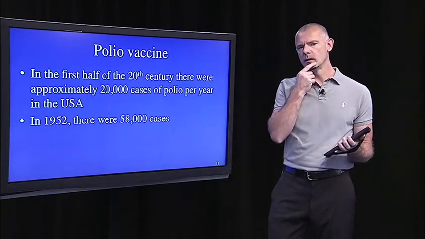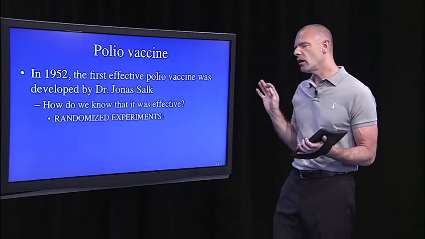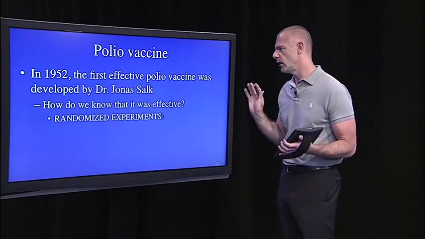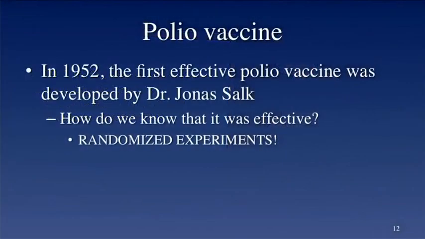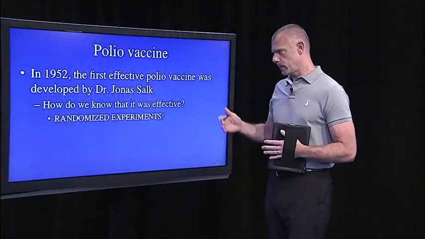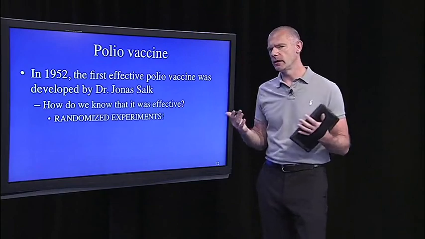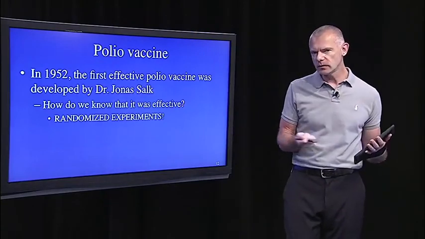That same year saw the development of the first effective polio vaccine. It was developed by Dr. Jonas Salk, and a lot of these first randomized experiments are known as the Salk vaccine trials, named after Jonas Salk. And how do we know that these trials were effective? How do we know that the polio vaccine was effective?